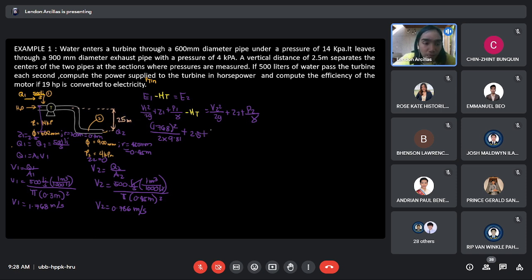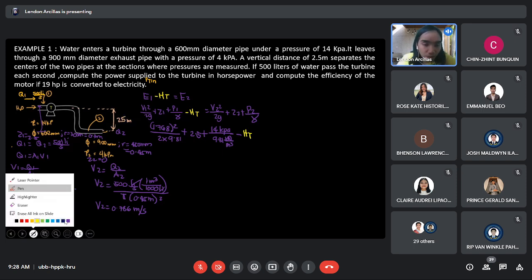So, yung P1 pa pala is 14. This is gauge pressure. Again, this is water, right? Water yung nag-flow. Meaning, the specific weight of water is just 1 times 9.81 or just 9.81, since water lang yan. Minus HT. So, mamaya, i-ano natin yung HT, kung anong HT, HT in or HT out.